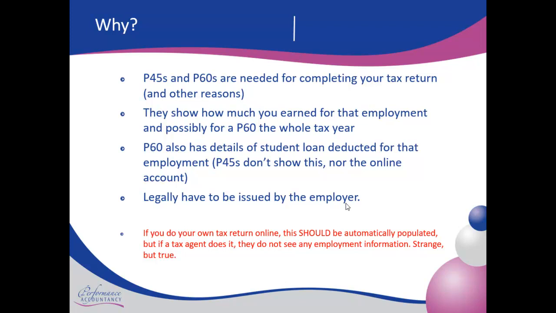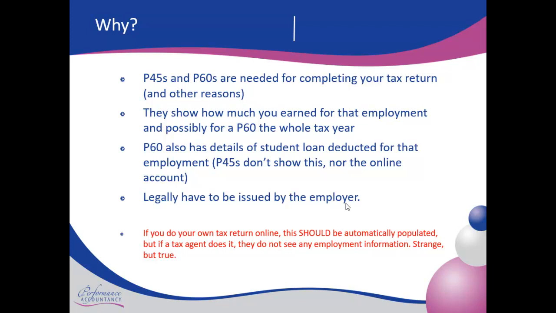However, if you have a tax agent doing your tax return, they cannot see this data. They have no access to any of it, so you need to send them the P45s and P60s and potentially the payslips to work out student loan. Unfortunately, it's just one of those quirks that tax agents don't get to see everything. You would have thought a tax agent should do, but no. So just be prepared that you might have a tax agent or accountant that is asking for this information and you sit there and think, why?